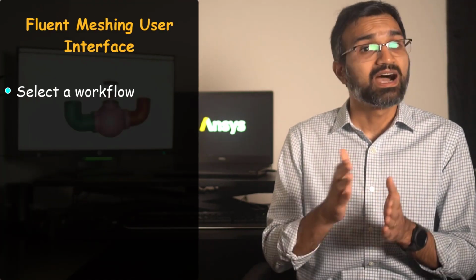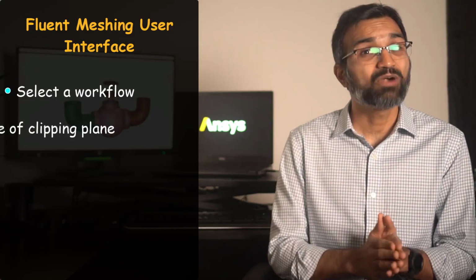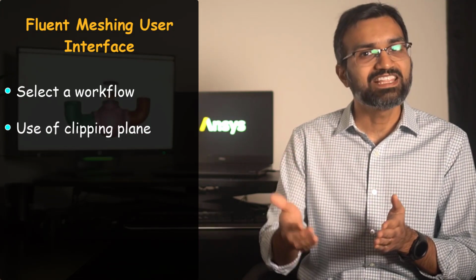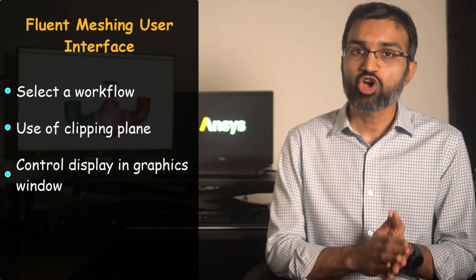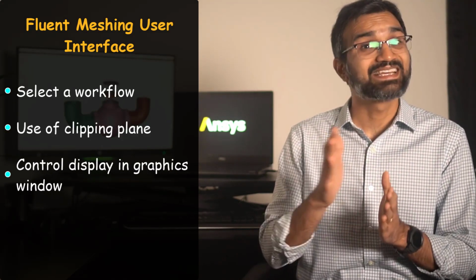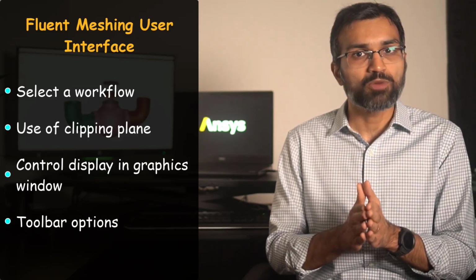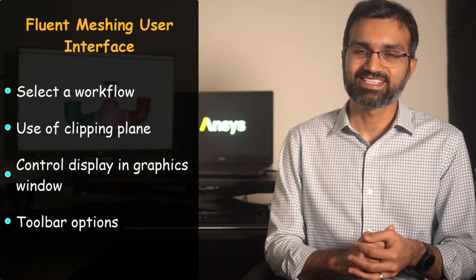So, to summarize, in this video, we learned about the different components of the user interface and discussed some of the commonly used options which could be helpful in the process of meshing in Fluent. We learned how to select workflows and how to use clipping planes to view the inner details of the mesh or model. Also, we saw how to control the display in the graphics window and the different options available in the toolbars. This brings us to the end of our video.